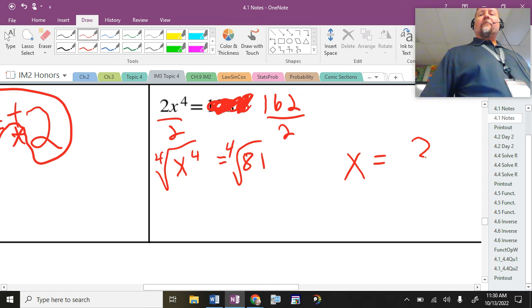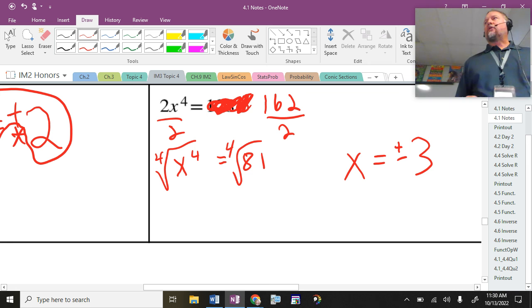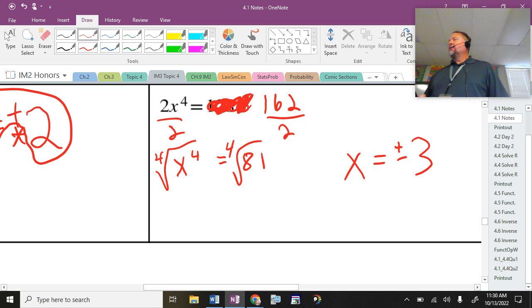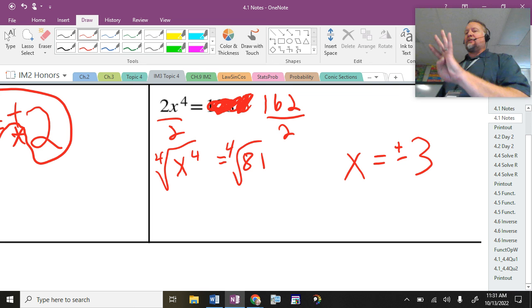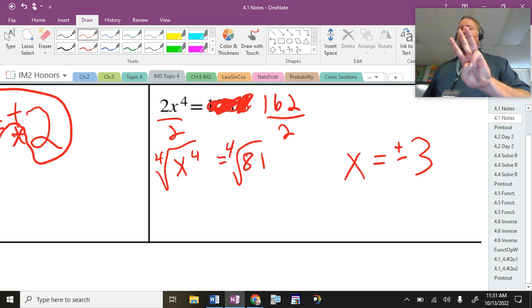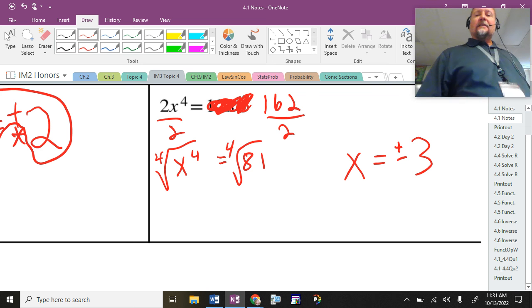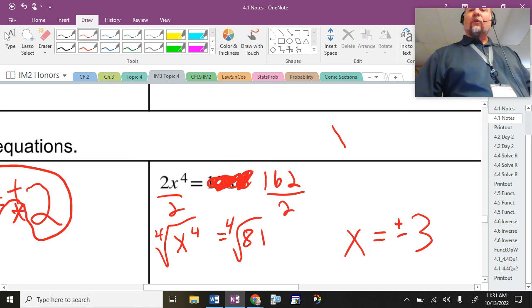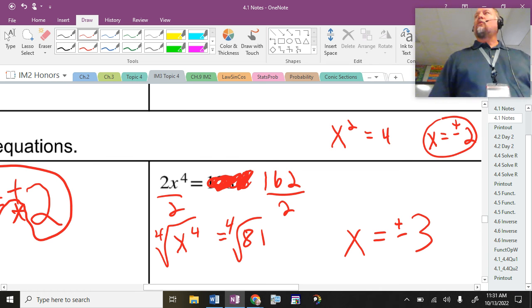But now we got a problem. Does negative 3 also work? Yes or no? 3, 2, 1, go. Yes, because a negative to the fourth power actually equals a positive. So this goes back to this basic rule when I said x squared equals 4. What does x equal? Well, plus minus 2 because negative 2 also works.